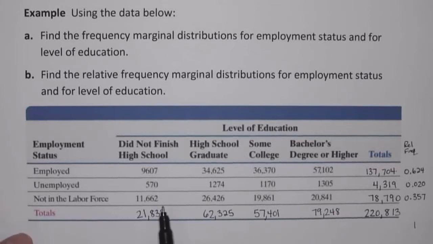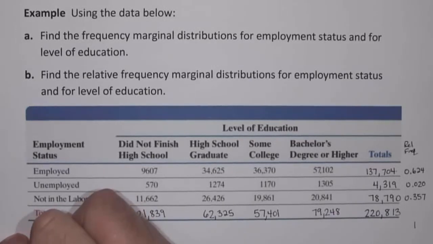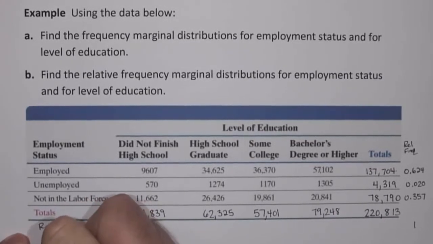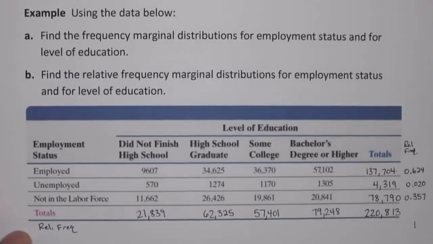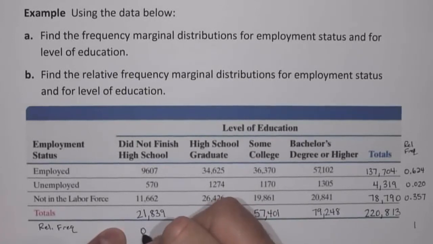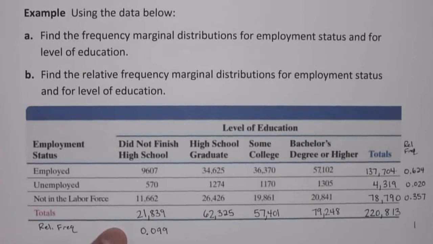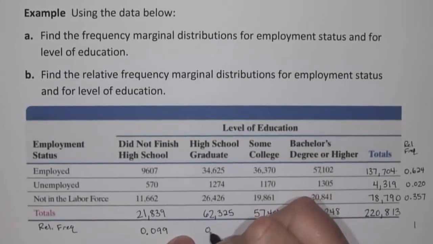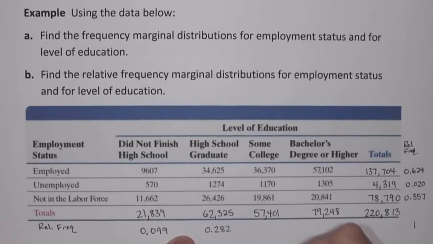Now I can do the same thing for the level of education. I'm going to find my relative frequency marginal distribution. If I take 21,839 and divide by 220,813, that would be approximately 0.099, again rounding to 3 places. If I take 62,325 and divide by 220,813, that would be about 0.282.